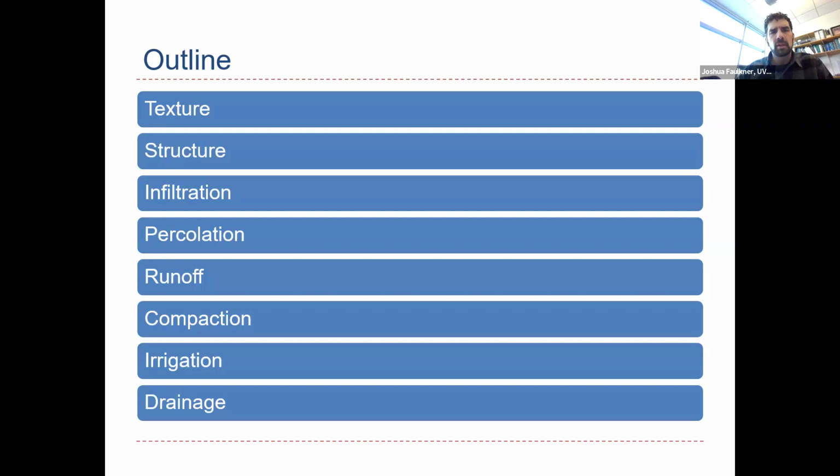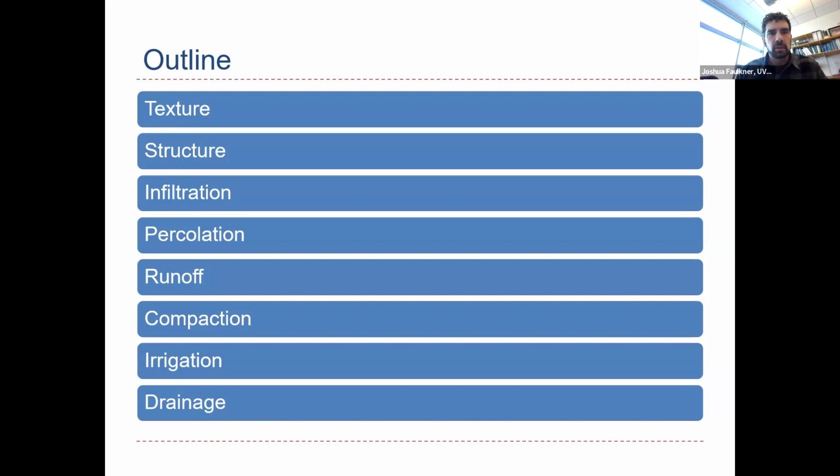And then I'll talk about compaction, I think a really important issue here in the Champlain Basin, and then a little bit on irrigation. Not a tremendous amount because it's not a topic that we deal with a lot in the basin, but it certainly is important for specialty crop growers, and there's a growing interest in irrigation. So I'll talk about some of our research there, and then drainage, which is a big topic, especially given years like 2023 when it just rained cats and dogs.